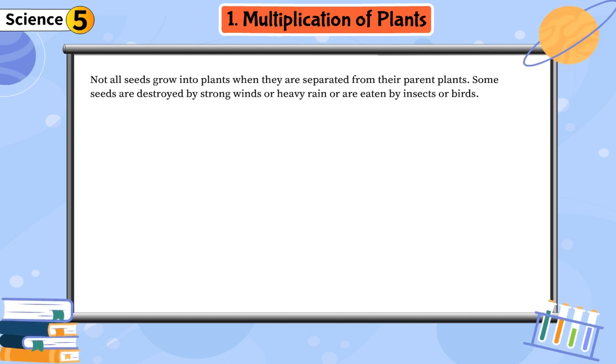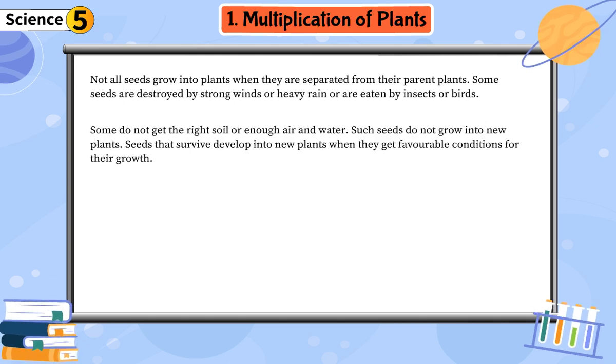Not all seeds grow into plants when they are separated from their parent plants. Some seeds are destroyed by strong winds or heavy rain or are eaten by insects or birds. Some do not get the right soil or enough air and water. Such seeds do not grow into new plants. Seeds that survive develop into new plants when they get favorable conditions for their growth.